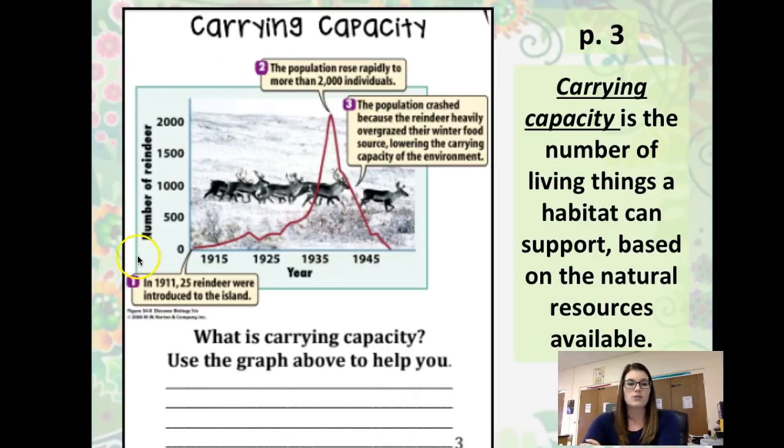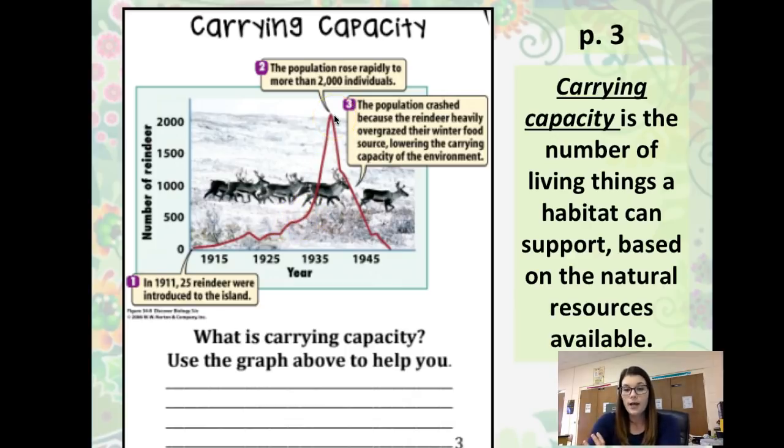And if we take a look at this graph here, it kind of shows us what carrying capacity is in one example. So this is the number of reindeer in an ecosystem versus the year. And so at first, in 1911, it says the 25 reindeer were introduced to an island. So they put a new species on an island where they weren't normally before. So you start out with just a couple of reindeer. Now over time, those reindeer reproduce and we make more and more reindeer. And then around 1935, the population really goes up.